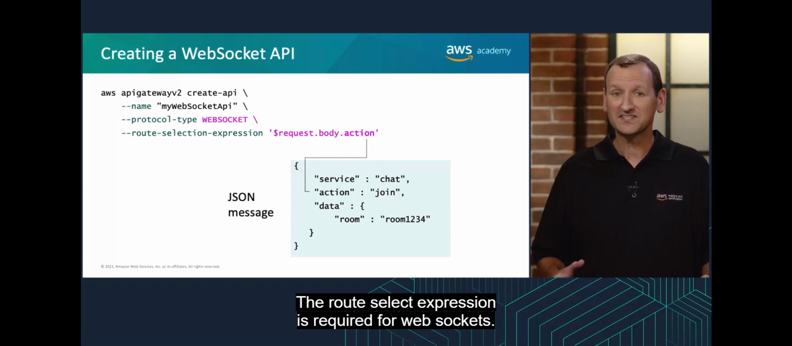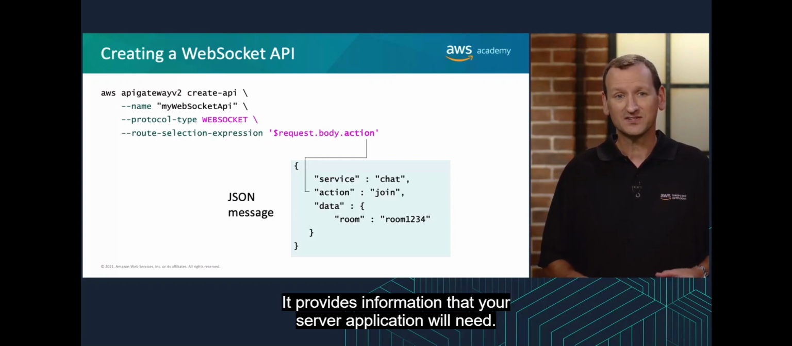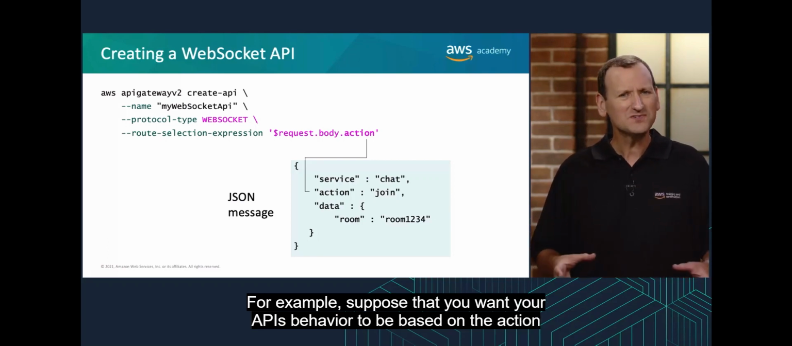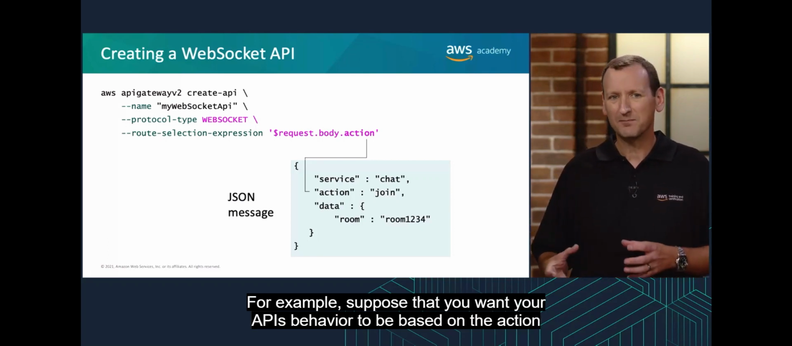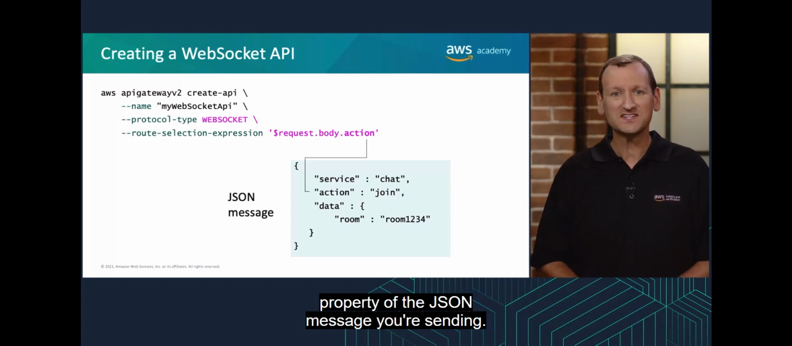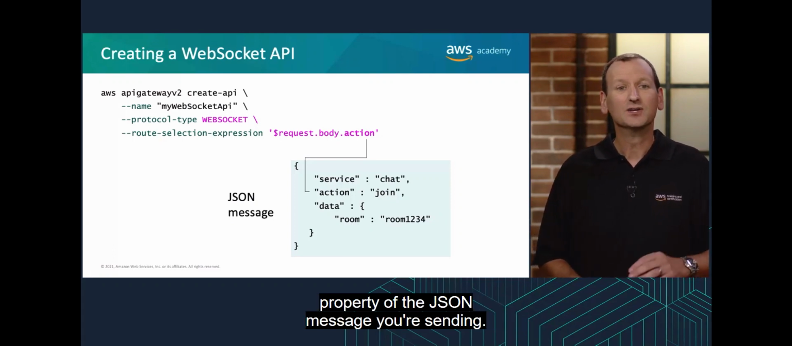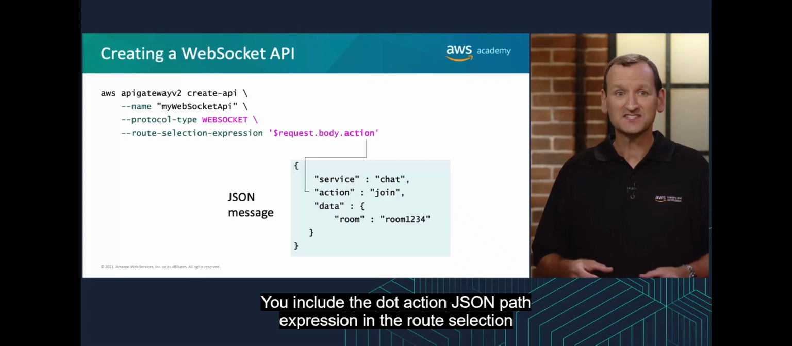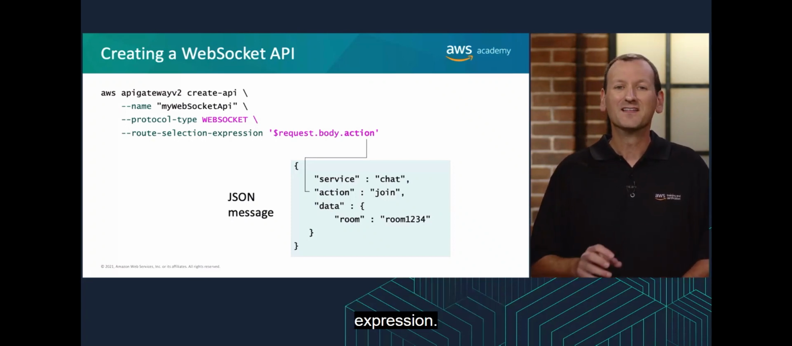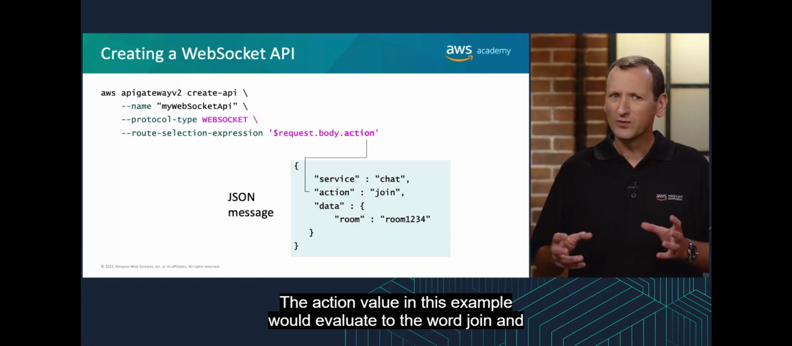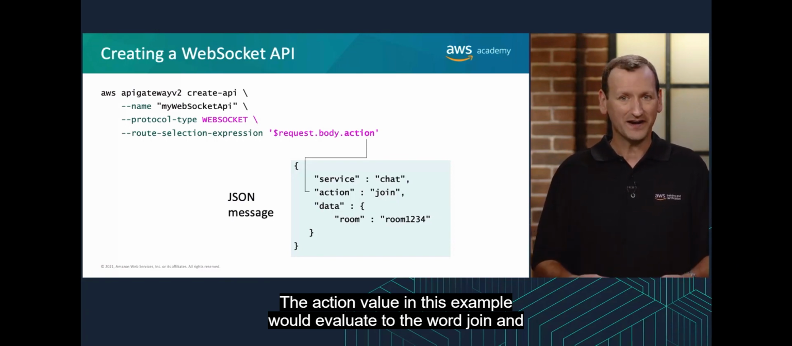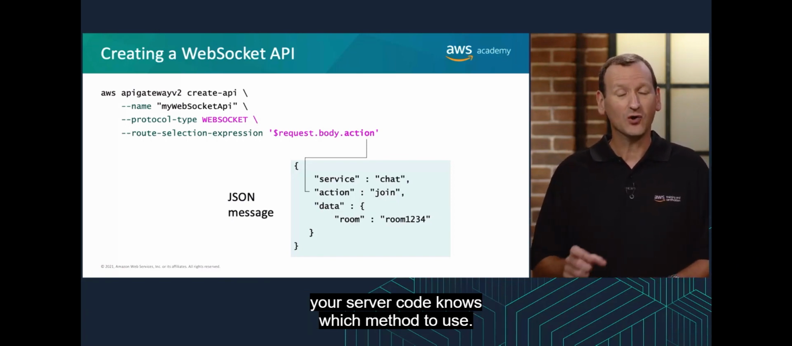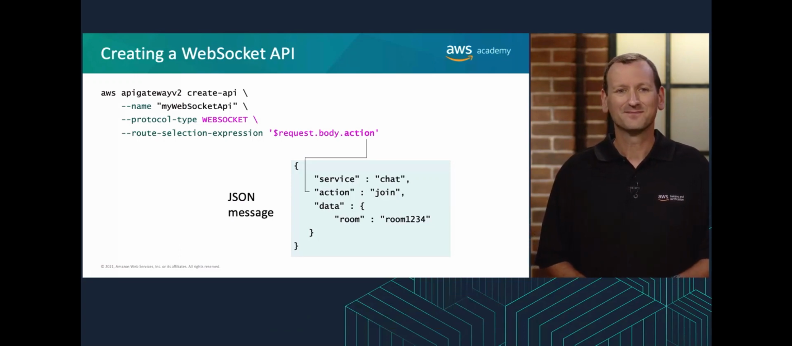The route select expression is required for WebSockets. It provides information that your server application will need. For example, suppose that you want your API's behavior to be based on the action property of the JSON message you're sending. You include the .action JSON path expression in the route selection expression. The action value in this example would evaluate to the word join, and your server code knows which method to use.